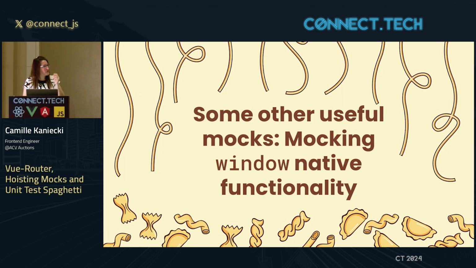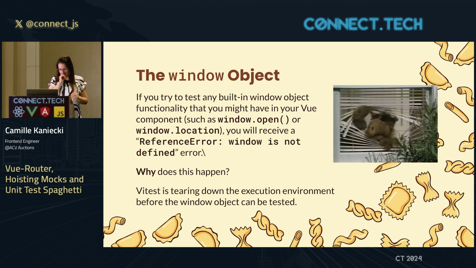Okay, so a couple of other useful, I'm going to call them mocking hacks, but you may not agree. A lot of times, I found myself, for various reasons, mocking window native functionality. Excuse me. So the window object. If you try to test any built-in window object that you might have in your component, like window.location or window.open, in your test, it's going to throw an error that says window is not defined. Makes sense. We're not in a browser, right? But we're going to be using those functions a lot.